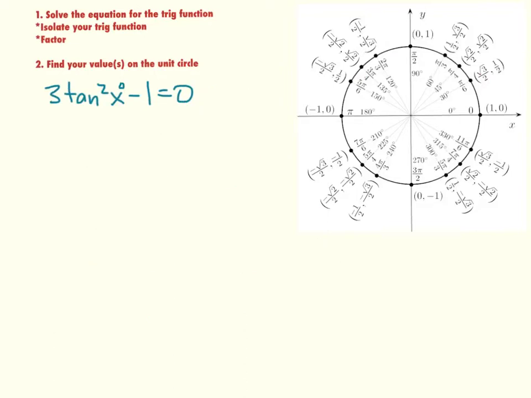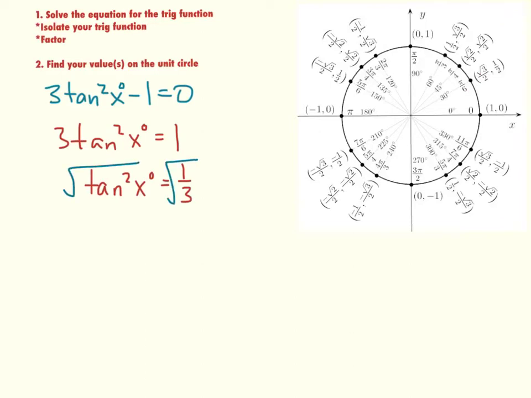Now so far we've only dealt with finding x and y coordinates. With tangent it can be a little bit trickier. So we're going to solve it just the same way as we've been doing. We'll add 1 to both sides. And notice that we're working in degrees this time. Divide by 3. So tangent squared x equals 1/3. And here to get just tangent x, I'm going to have to take the square root of both sides.